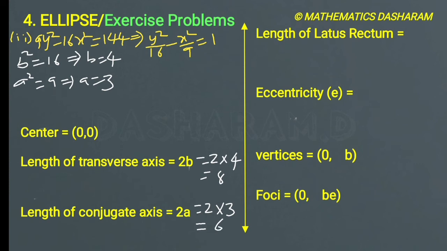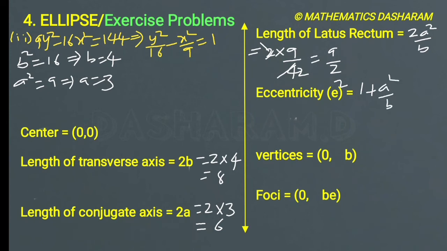Next, length of the latus rectum, that is 2a square divided by b. So it is equal to 2 into a square 9 divided by b value 4. So 2 1s are 2, 2 2s are 4, 9 by 2. Next, eccentricity e square equals 1 plus a square divided by b square. So e square equals 1 plus a square value 9, b square value 16. So 16 plus 9, 25 divided by 16. So then e equals under root 25 by 16. Answer is 5 by 4.